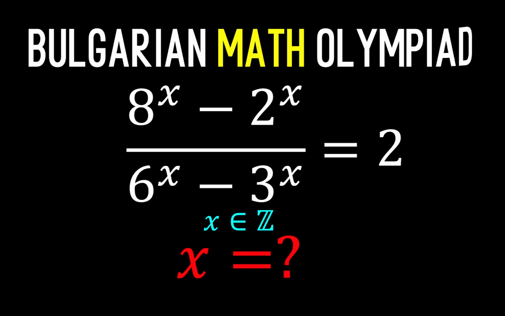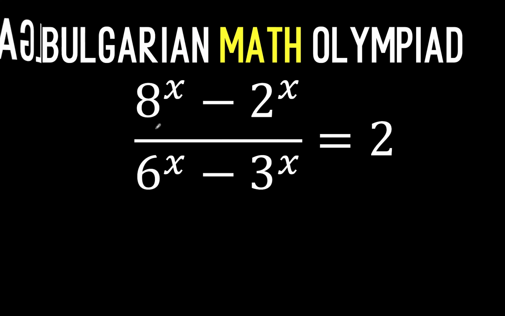Hey everyone, here's our math problem for today. We are given here (8^x - 2^x) / (6^x - 3^x) = 2. Find the value of x given that x is an element of the set of integers.